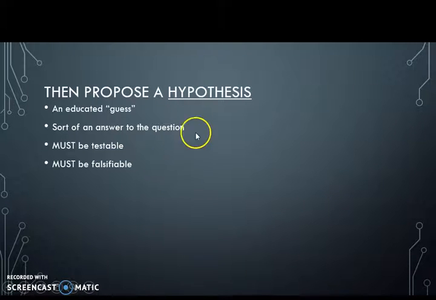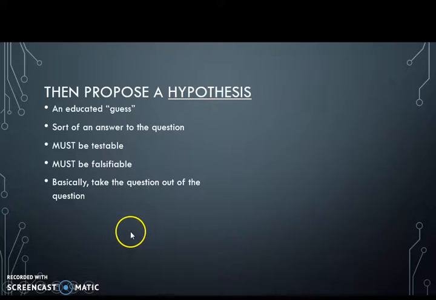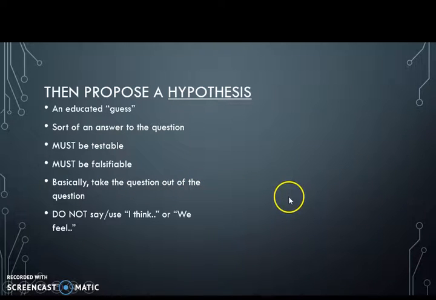And luckily, if it's a sound hypothesis and it's tested over and over again by scientists everywhere, and they receive the same or similar results you did, then we can start to, quote, believe that hypothesis. But we want to be careful. It could never be proven correct. So really what you want to do is take the question out of the question.